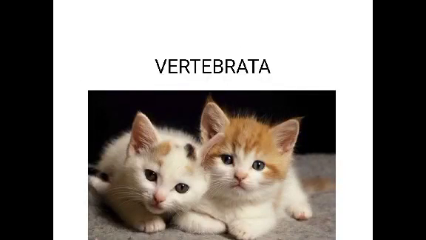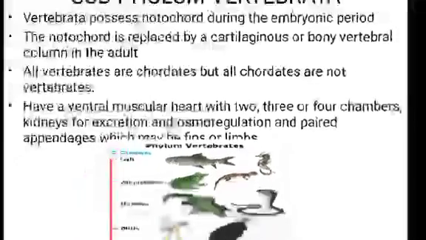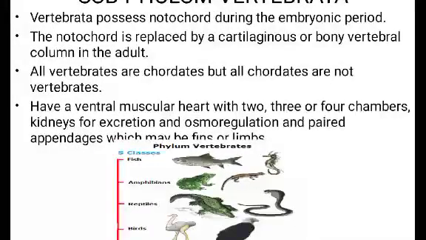Next, we can see about the Subphylum Vertebrata, which comes under the phylum Chordata. When we see about the characteristics of the Subphylum Vertebrata, it possesses the notochord during the embryonic period. So, when an embryo is developing, the vertebrates will possess the notochord, and later it will be replaced by the vertebral column in the adult.